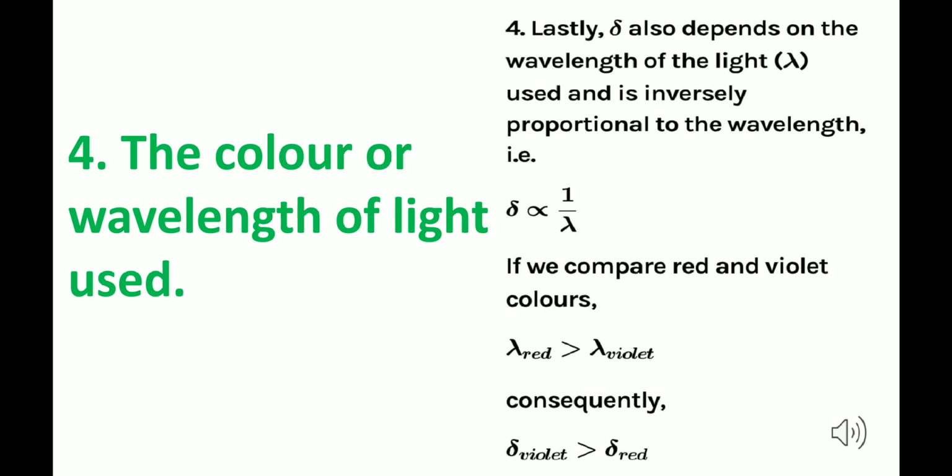Another and the last factor on which the angle of deviation depends is the color or the wavelength of light used. It is inversely proportional to the wavelength of the light. If we compare red and violet colors, the wavelength of red is greater than the wavelength of violet, therefore the angle of deviation for red color will be less than the angle of deviation for violet color, as they are inversely proportional. So we move further.